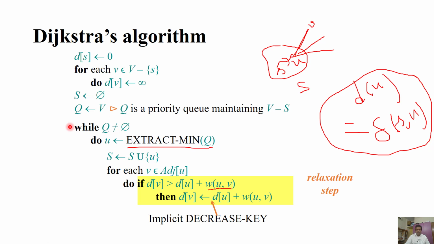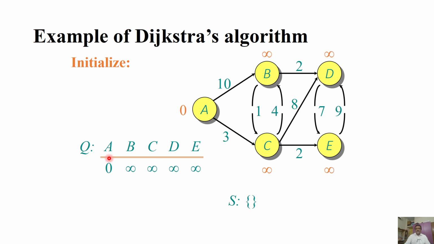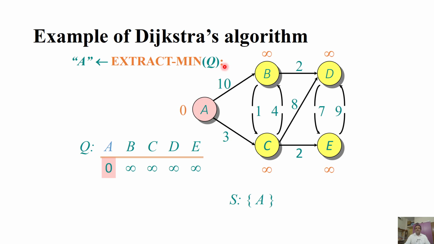Now, first step, we extract the minimum. This is the loop, we come into this loop and check whether Q is empty or not. Q is not empty because all the vertices are there. Now we extract the minimum. Who will be the minimum? Minimum is A, so A will be extracted from Q, meaning it will be deleted from Q, and we add it to capital S. And now this is our U.